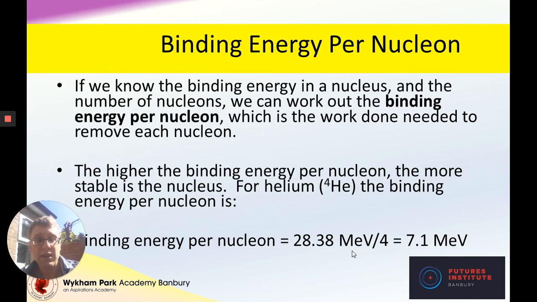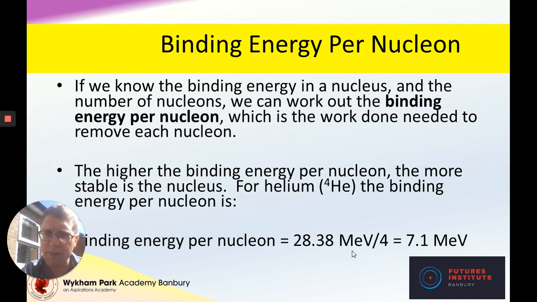Now, working out the mass defect and therefore the binding energy of the nucleus is useful, it's interesting. What we actually care about more is the binding energy per nucleon. One of the things we're going to talk about in the future is fission and fusion. These nuclear processes that make atomic power stations, nuclear power stations, but also make atomic bombs.